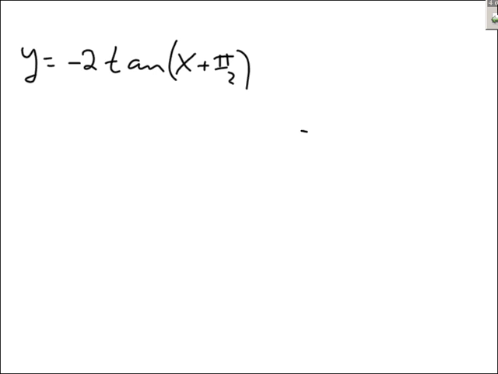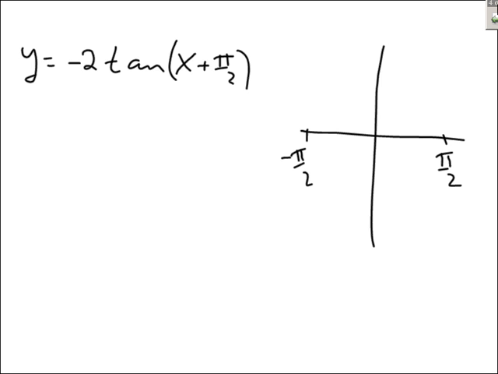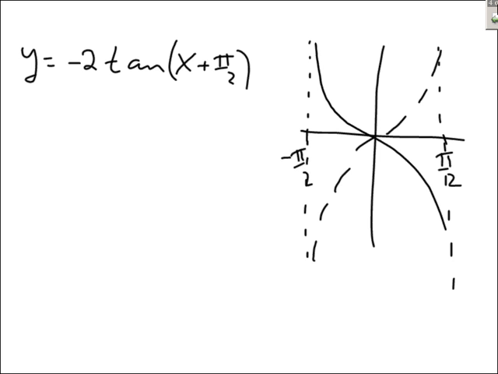A negative tangent graph. Okay. Suppose you were asked to graph y equals negative 2 tangent of x plus pi over 2. Well, recall that a regular tan x graph goes this way. Our graph is just upside down. Our graph is going to look like that.